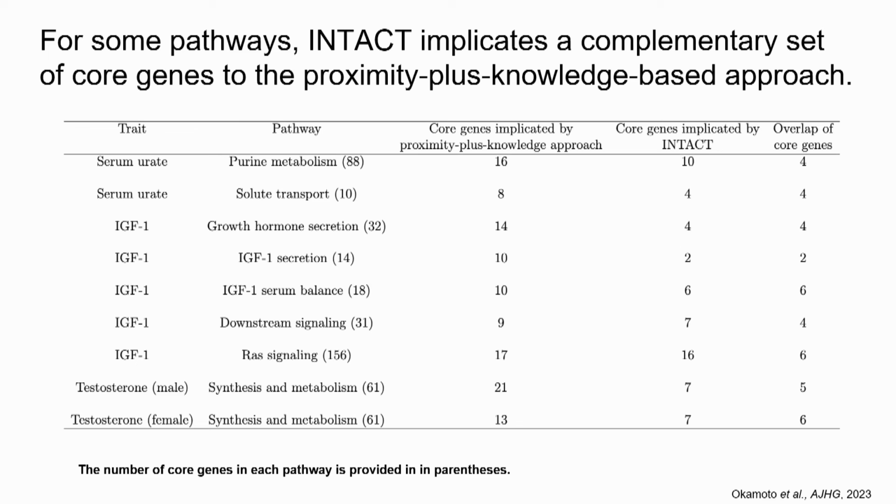So what I really want to point out here is 2 things. First of all, we have substantial overlap between the genes implicated by each approach. You can see that on the right. And then also, there are several cases where INTACT implicates core genes that we miss using the standard proximity plus knowledge approach. So we're going to conclude here that INTACT is a complementary approach to the standard.